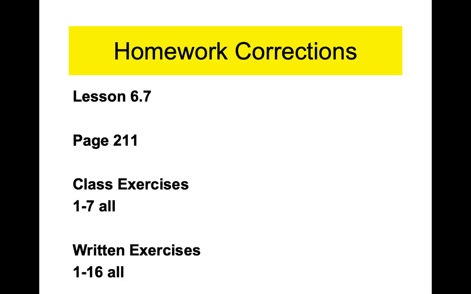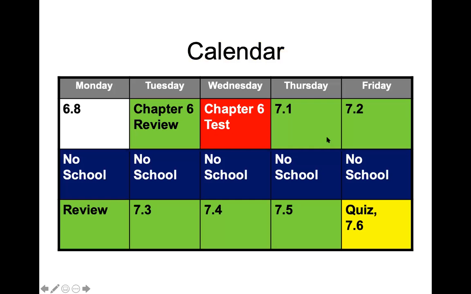Number 11 is true. Number 12 is false. Number 13 is true. Number 14 is true. Number 15 is true. And the last one, number 16, is false. All right, that was it for homework corrections.